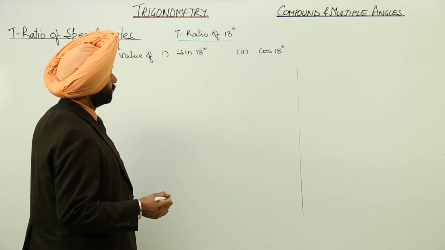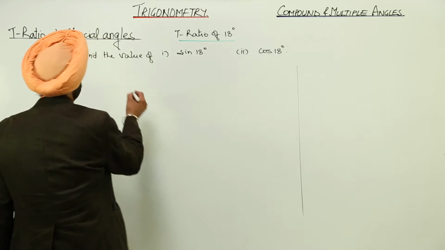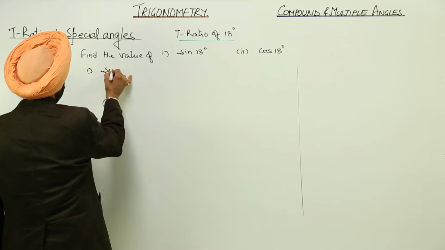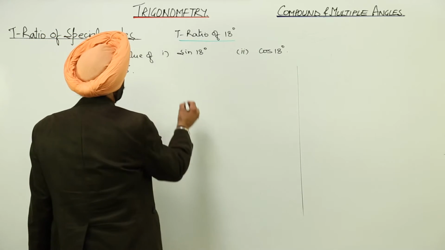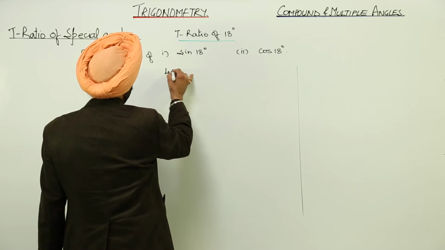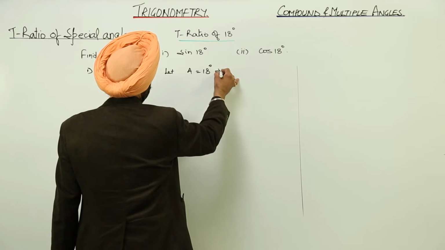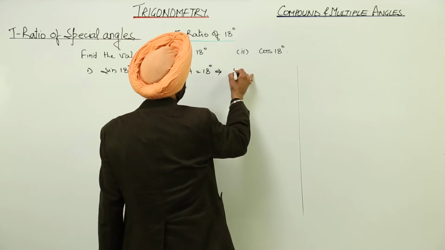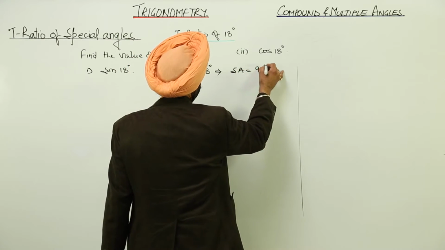Let's find the trigonometric ratios for 18 degrees: sin 18 degree and cos 18 degree. Now, sin 18 degree. Let A be equal to 18 degrees. Multiplying both sides by 5, we have 5A is equal to 90 degrees.